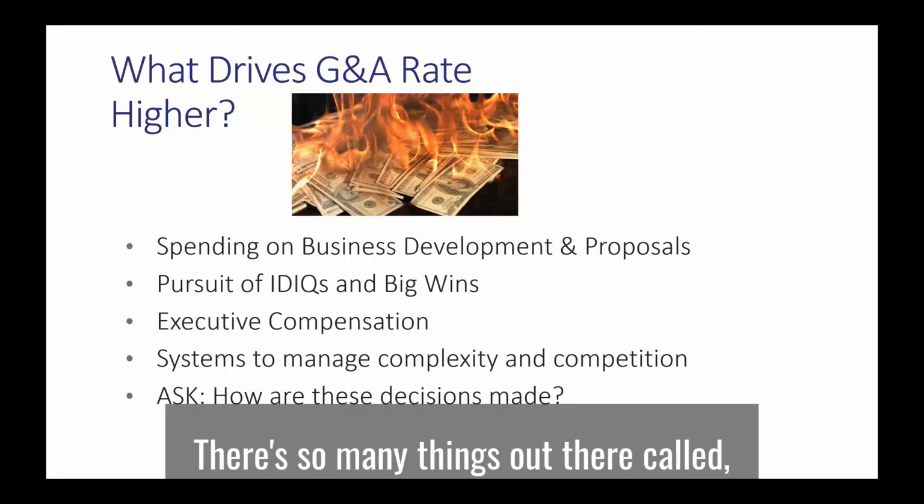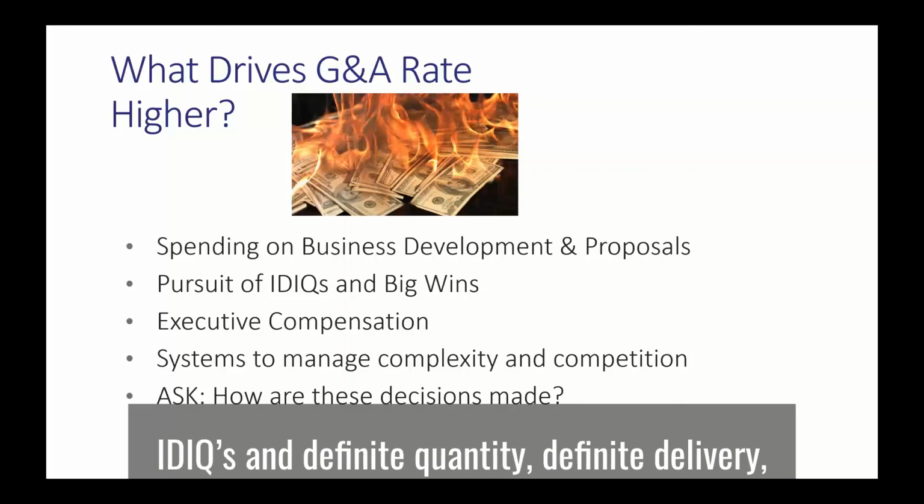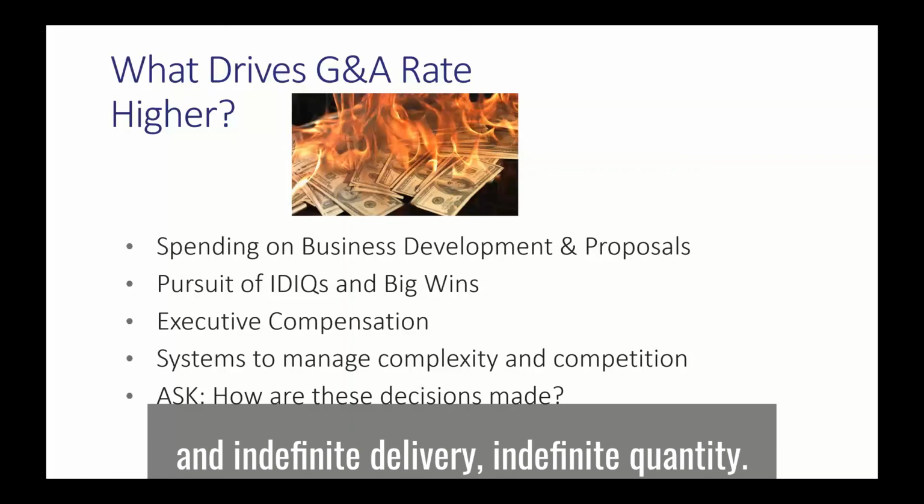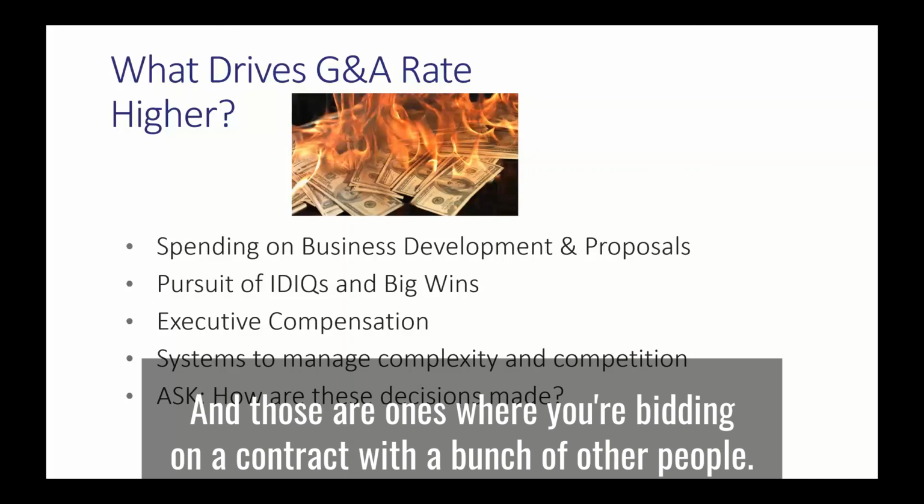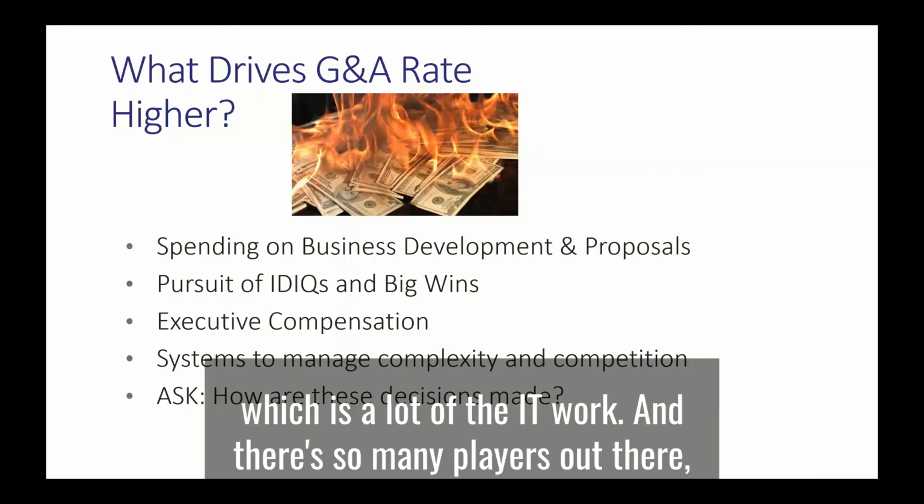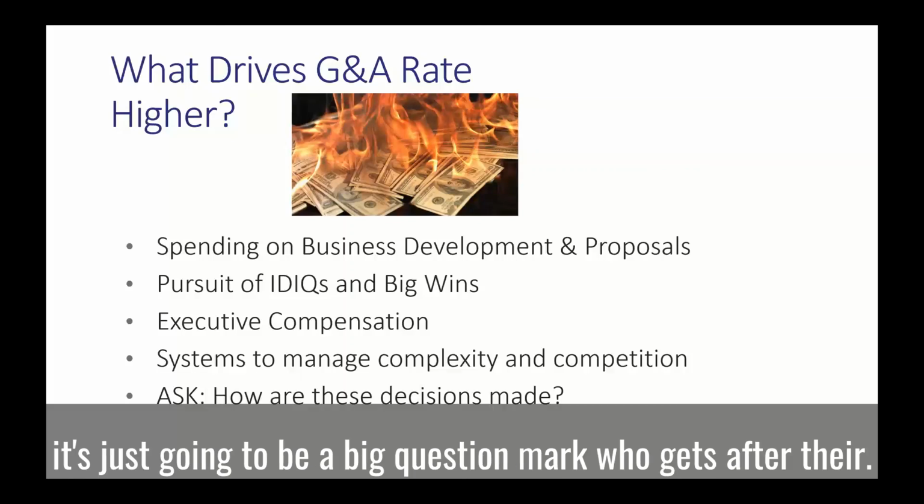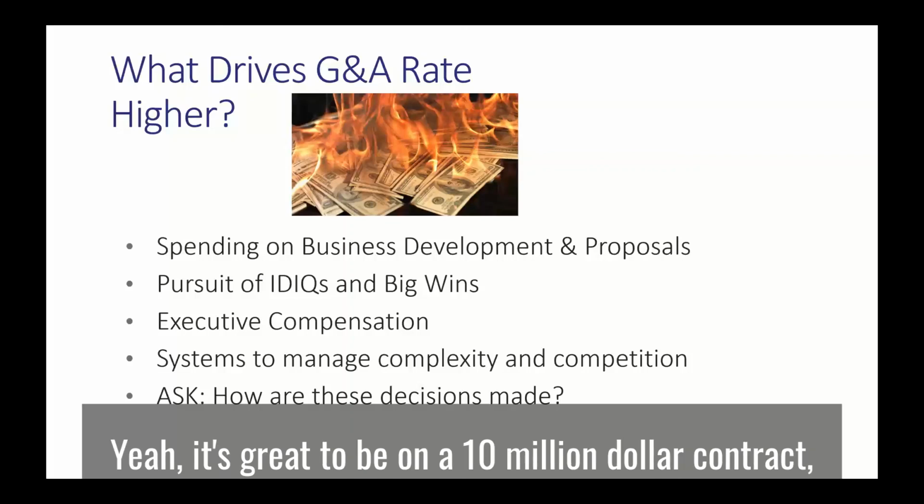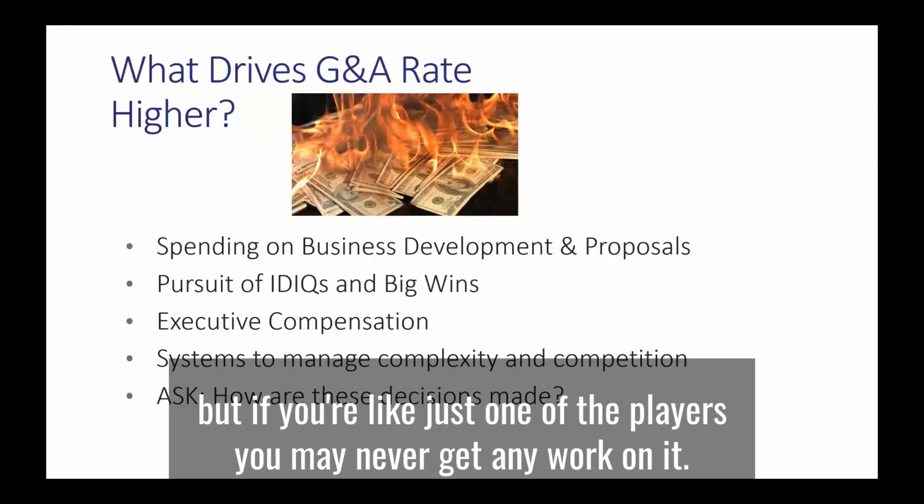There's so many things out there called IDIQs, indefinite delivery, indefinite quantity. And those are ones where you're bidding on a contract with a bunch of other people. One right out there right now is called CIO-SP4, which is a lot of the IT work. And there's so many players out there. It's just going to be a big question mark who gets work there. Yeah, it's great to be on a $10 million contract, but if you're just one of the players, you may never get any work on it.